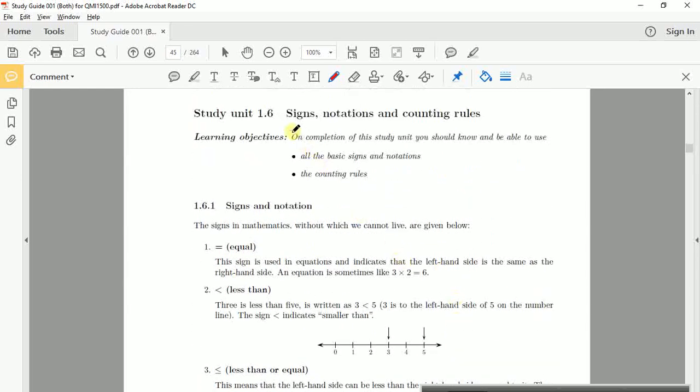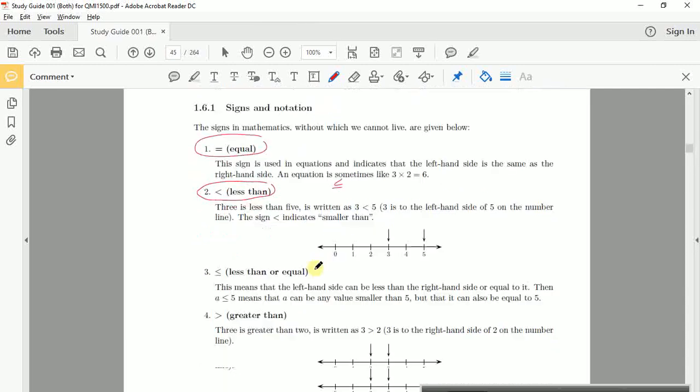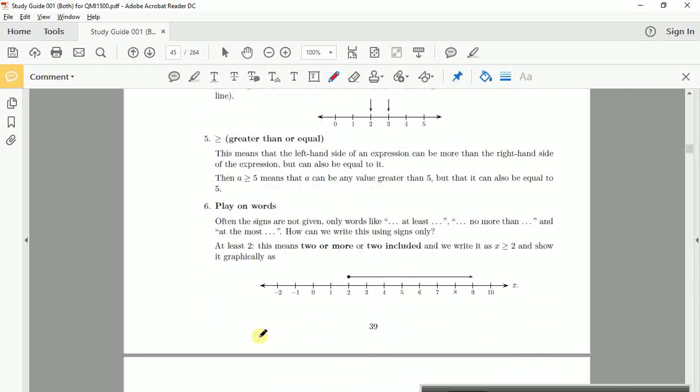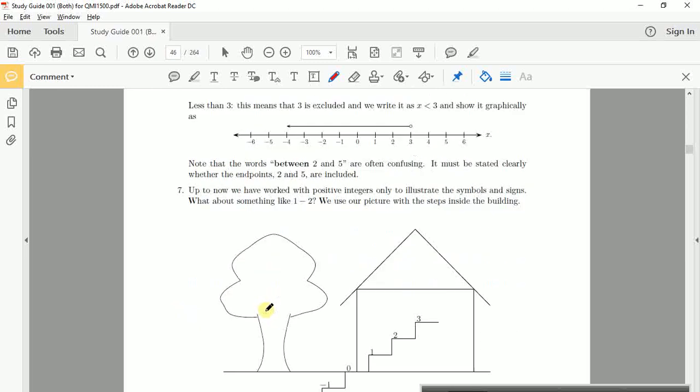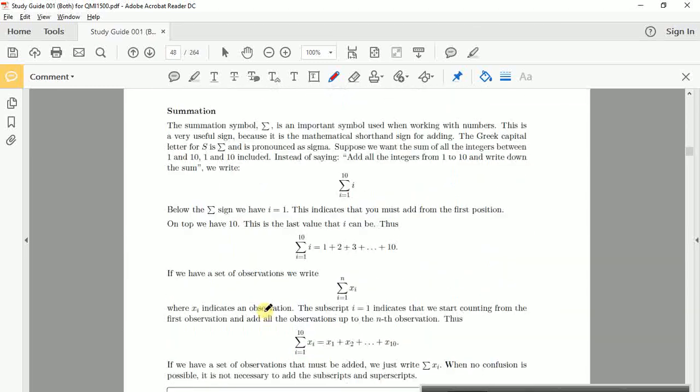With signs, do you know what these things are? Equal to, less than. If you have less than with this, that means less than or equal. Then greater than, and greater than or equal. That's all fine. Those are just timelines. We can look at examples when we get there. Chapter 1 is quite okay.